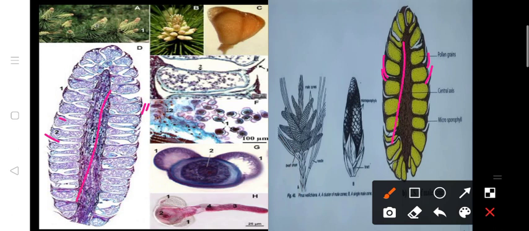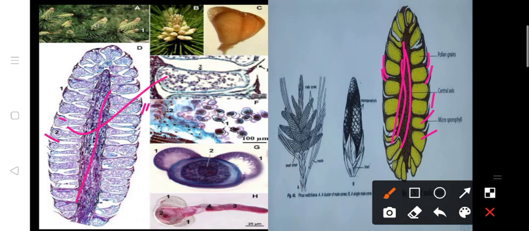A longitudinal section of the male cone shows a central axis. This axis bears a number of small, membranous, scaly, shortly stalked, brown-colored, spirally arranged and closely fitting microsporophylls. These are the microsporophylls. This is the central axis of the male cone in longitudinal section.